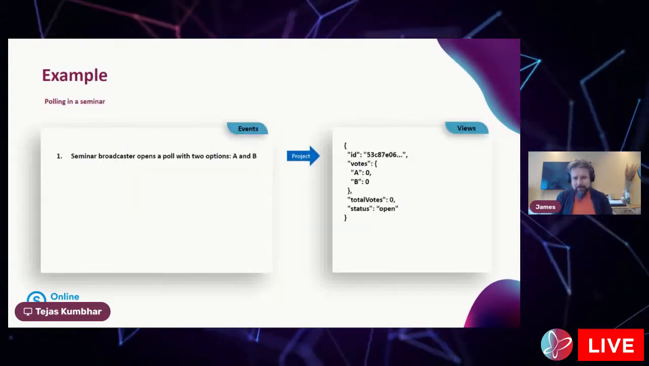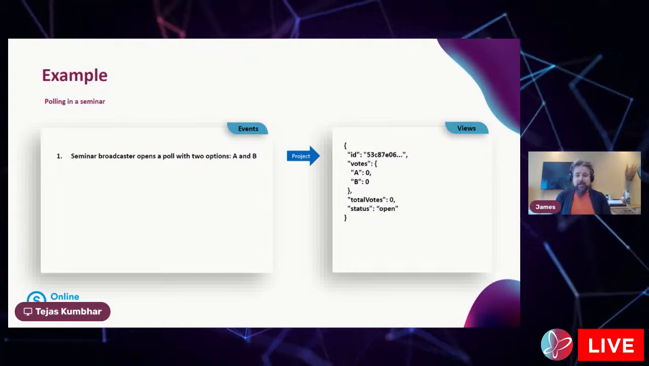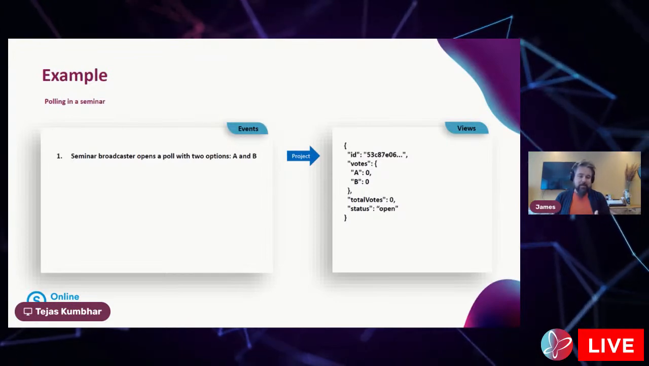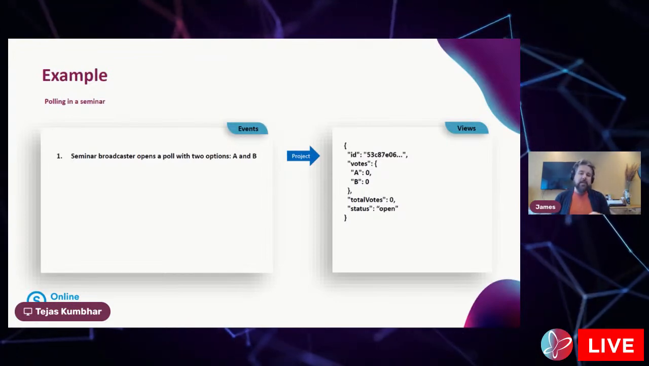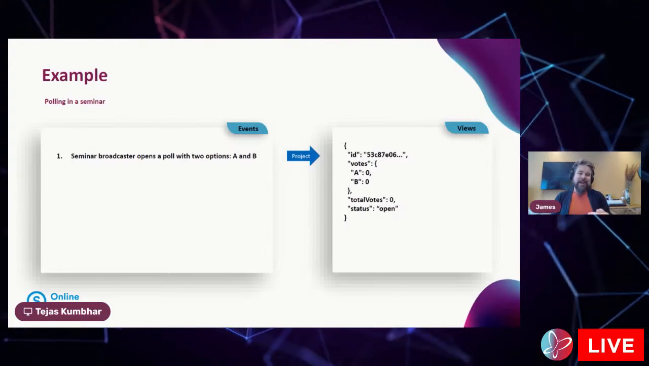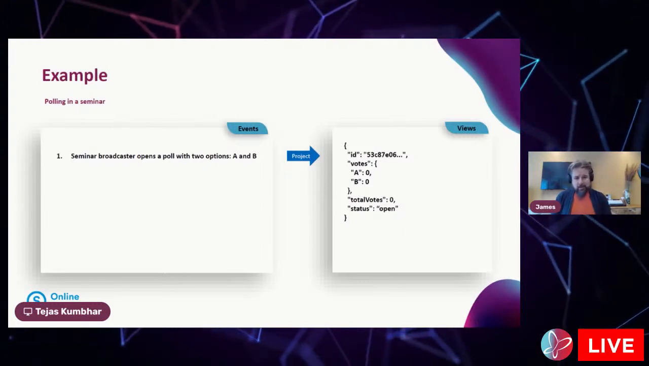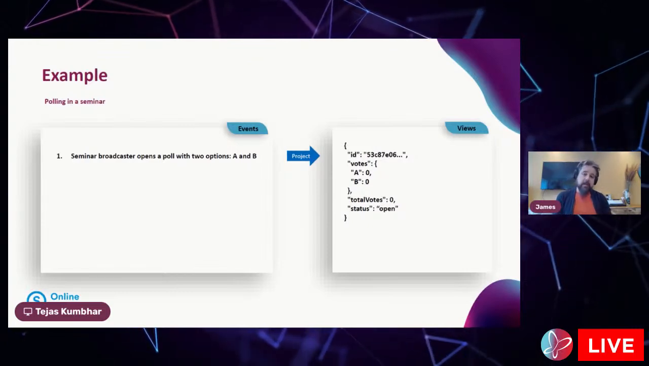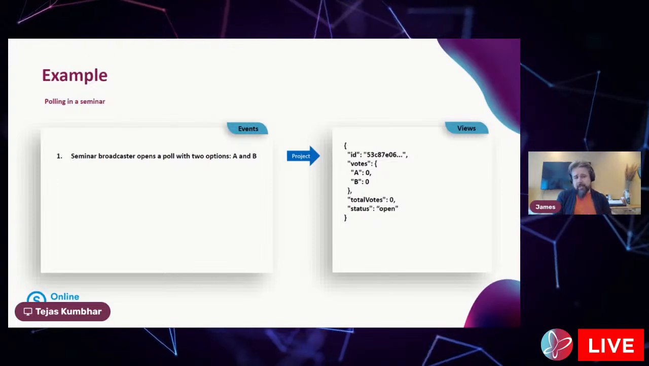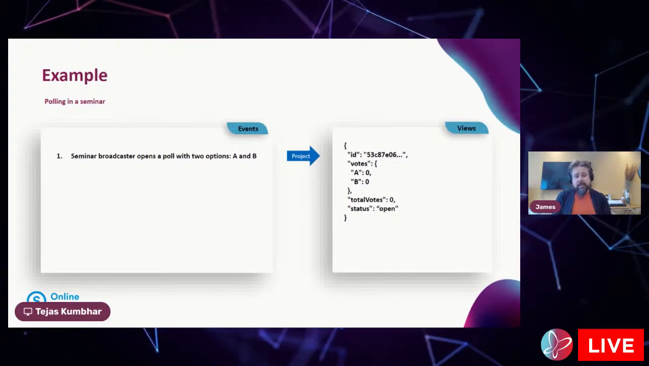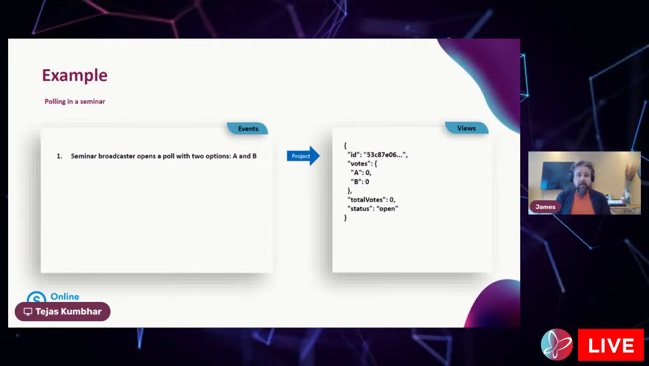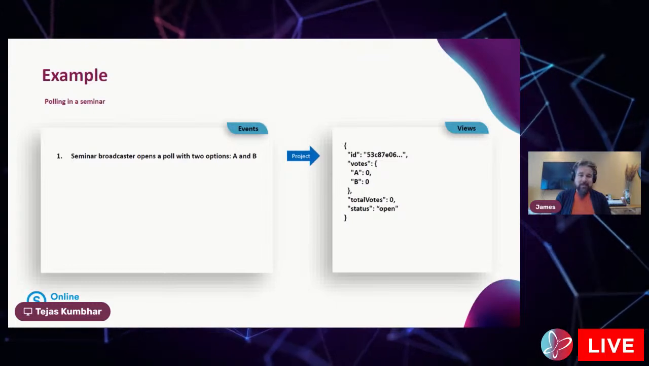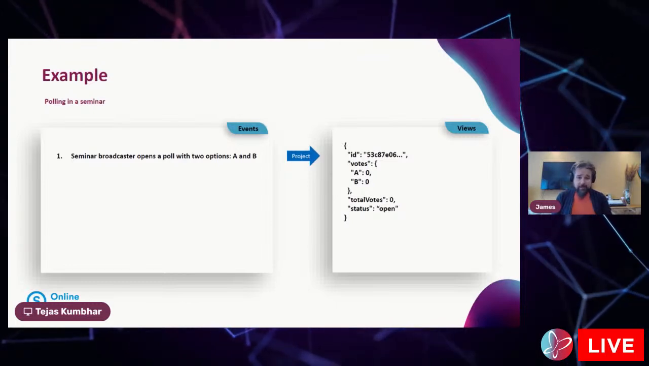Yes, this one. So the seminar broadcaster, in our system this is the main host of the application, starts a poll, which we say is opening, with 2 options, A and B. As you can see, that would then be projected onto our read database as this document. So something like Mongo, right? We have an ID for this particular poll. We have the votes that are occurring, which is currently 0 because nobody's been able to vote in it because it's only just opened.